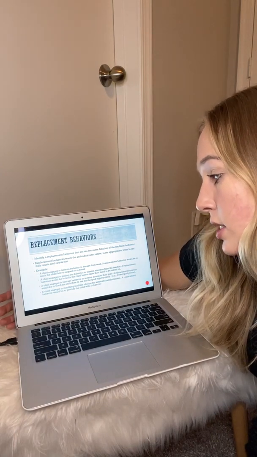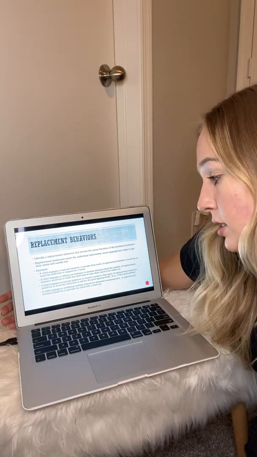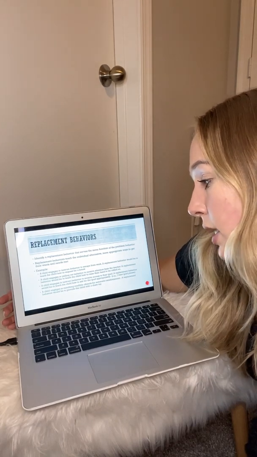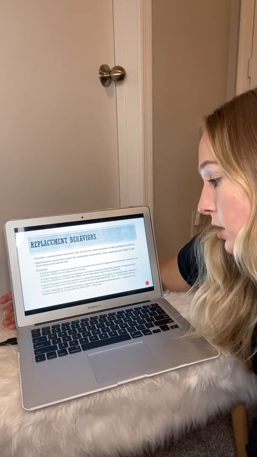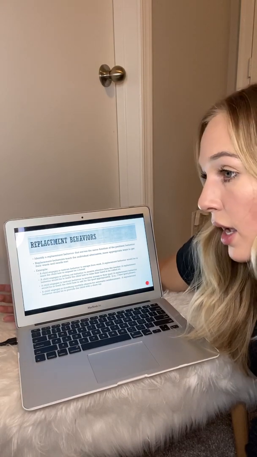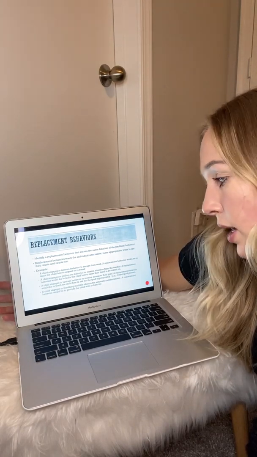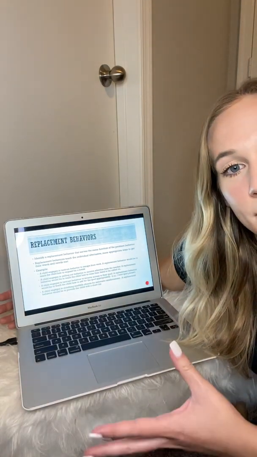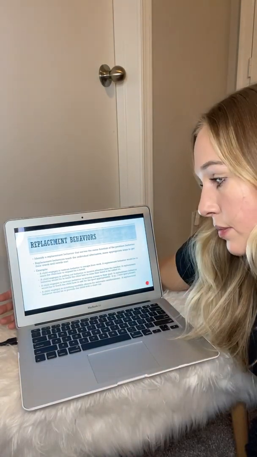A child engages in tantrum behavior to receive access to their iPad. A replacement behavior would be to teach the child how to ask for the iPad appropriately. So teaching them how to say, I want the iPad, or can I have the iPad? Or if the child's nonverbal, teaching them how to request for an iPad using PECS.